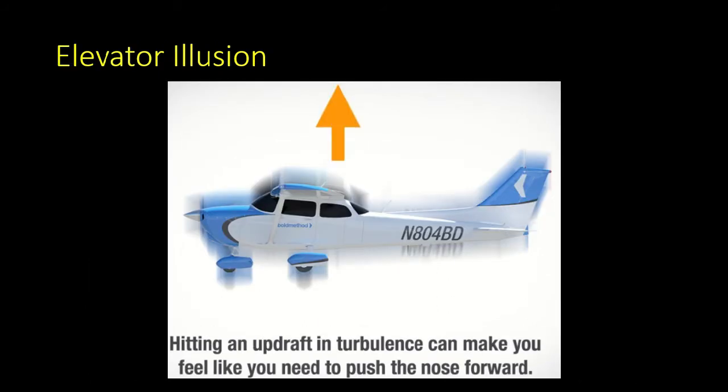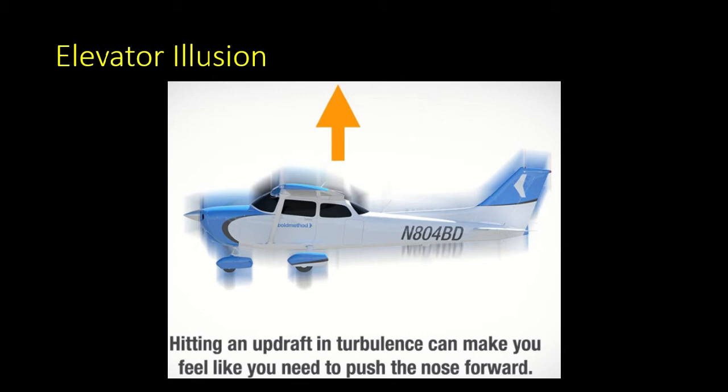An abrupt upward vertical acceleration, as can occur in an updraft, can stimulate the otolith organs to create an illusion of being in a climb. This is known as elevator illusion. The disoriented pilot may push the aircraft into a nose-low attitude.